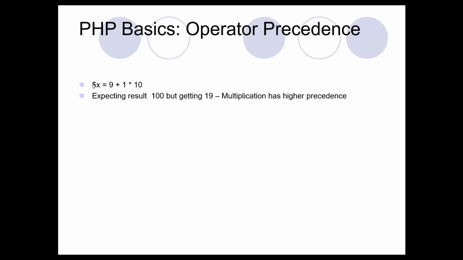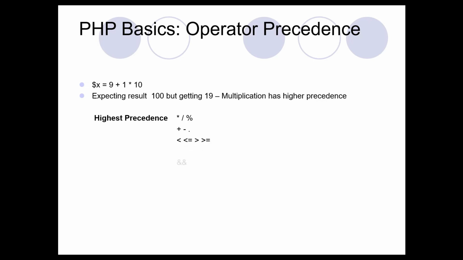Here in an example, $x is equal to 9 plus 1 into 10. Maybe we expect that 9 plus 1 is 10, into 10, will evaluate to the result 100. But the correct answer is that 1 into 10 is 10 and then plus 9, so the actual result would be 19. Multiplication has a higher precedence. So first the multiplication operation will be performed and then the plus operation will be performed. The same happens when we are programming in PHP.